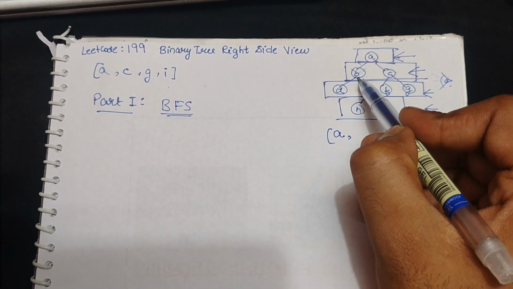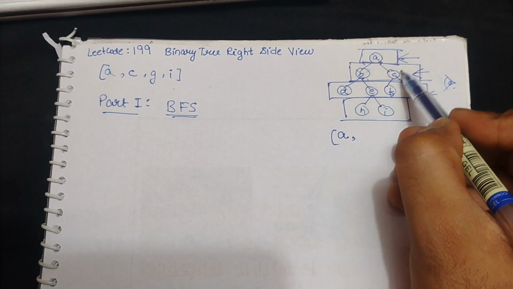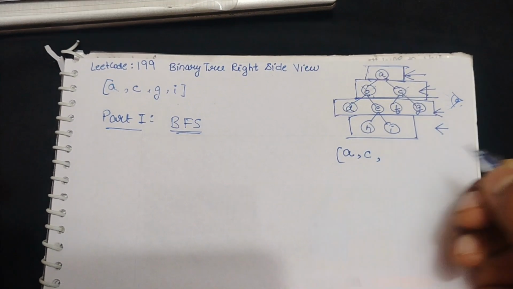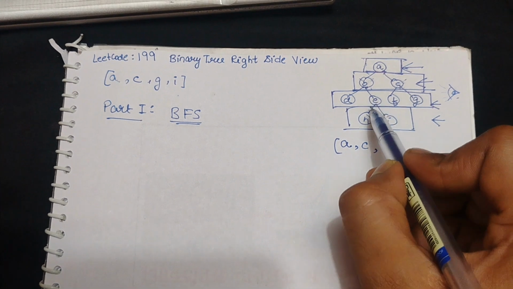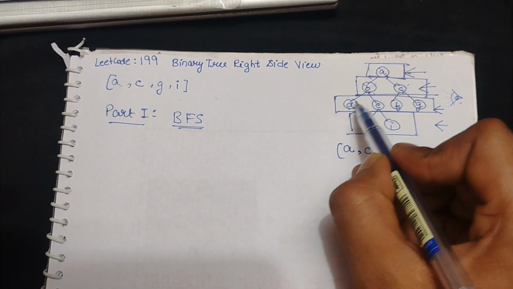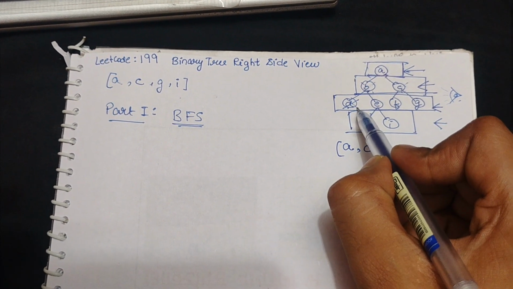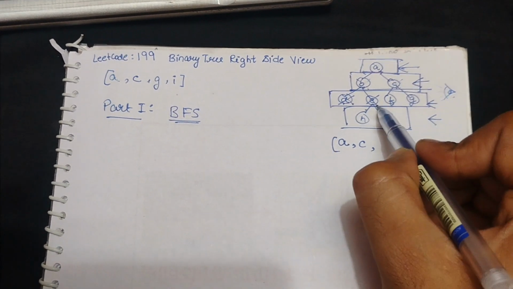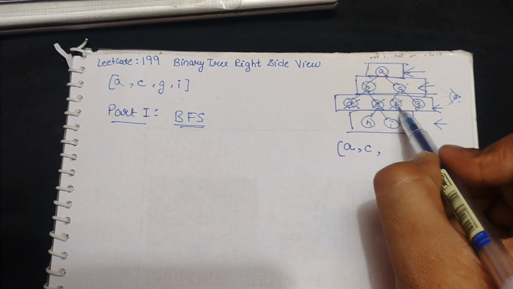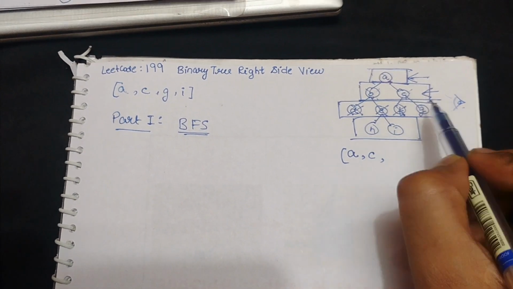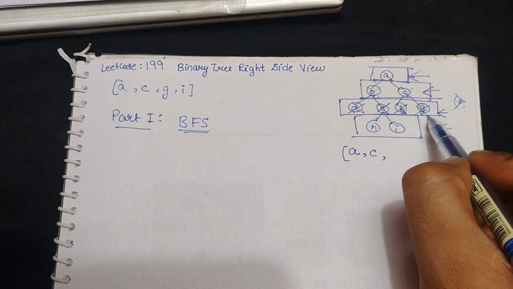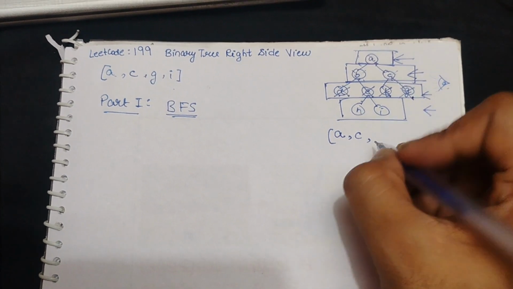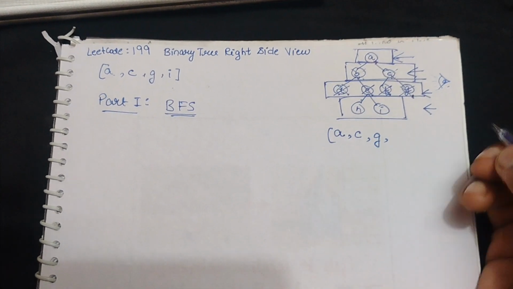Check, is it the last node in this level? No. I'll pop out C, check, is it the last node? Yes, it is the last node, so I'll store or print. Moving on to the next level, I'll pop out D, is it the last node? No, continue. Pop out E, is it the last node? No, continue. Pop out F, is it the last node? No, still continue. Now I'll pop out G, is it the last node in this level in the queue? Yes, it is. So I'll store that or print.